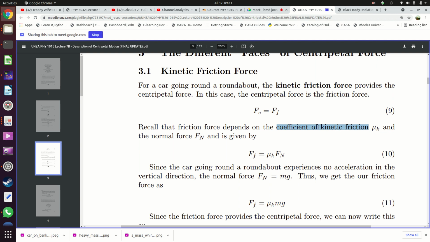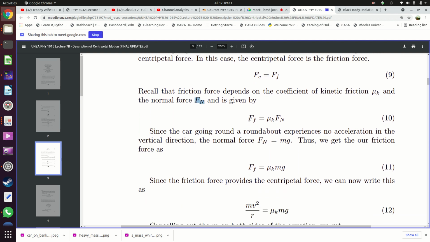It also depends on the normal force. The normal force is just equal to the weight of that particular car which is moving around. So our friction force, Ff, is going to be equal to the coefficient of kinetic friction multiplied by the normal force. Since as the car is going round the roundabout, it stays on the roundabout, it doesn't jump up and down, then we know that the normal force is equal to the weight. So if you replace the normal force with the weight of that particular car, whatever object is going around the roundabout, we end up having a friction force which is equal to the coefficient of kinetic friction multiplied by mg. So this is our friction force.